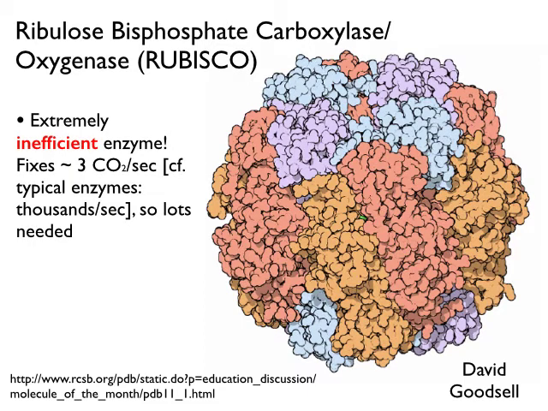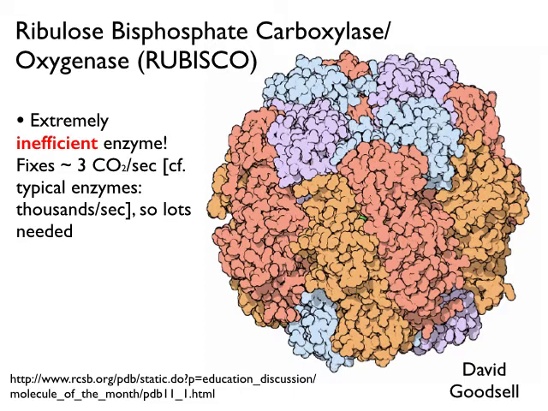Rubisco is an interesting enzyme. It is extremely inefficient. It fixes only 3 carbon dioxide molecules per second, and if you compare that to typical enzymes, often they'll be catalyzing reactions at 1,000 molecules per second of their substrates. So you need a lot of Rubisco to carry out these reactions because of its inefficiency.